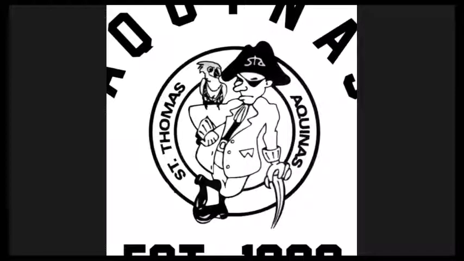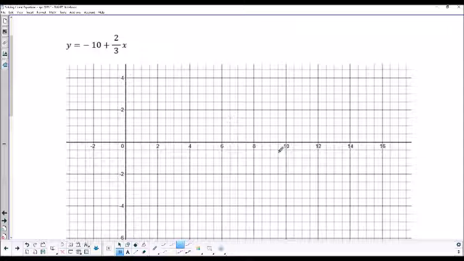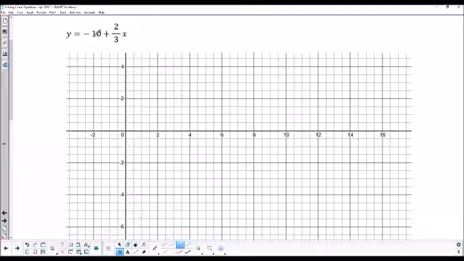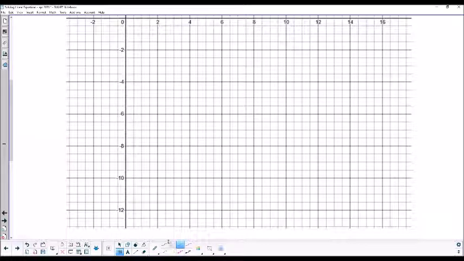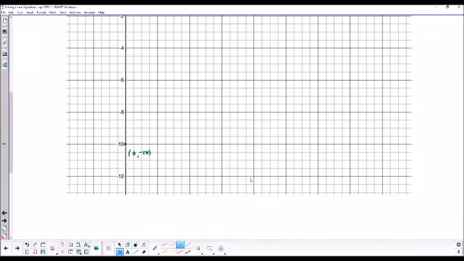All right, so let's move on to the next graph that I wanted to look at. And that is here, y equals -10 and 2/3 x. This is another graph that we graphed the other day. We know that -10 is the y-intercept, so we're going to plot that right here, at the coordinates 0, -10. And then from there, we're going to count out the slope of +2/3. So 2 is the rise and 3 is the run.